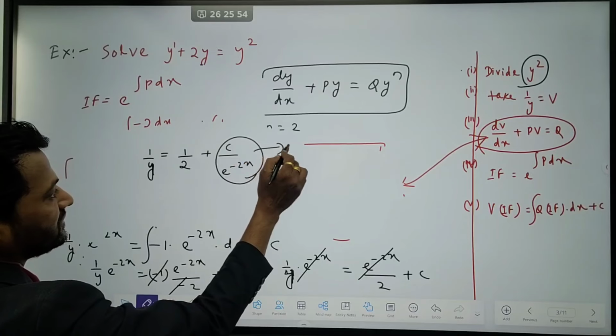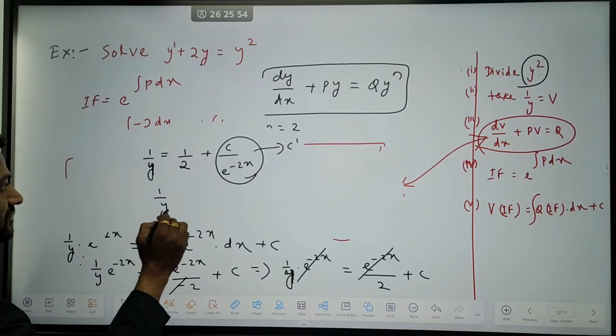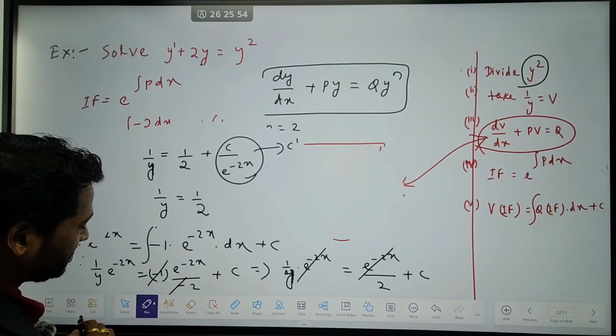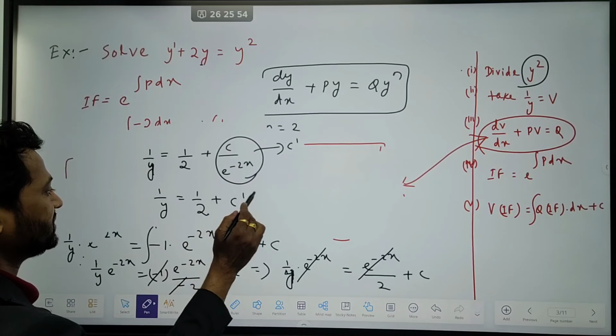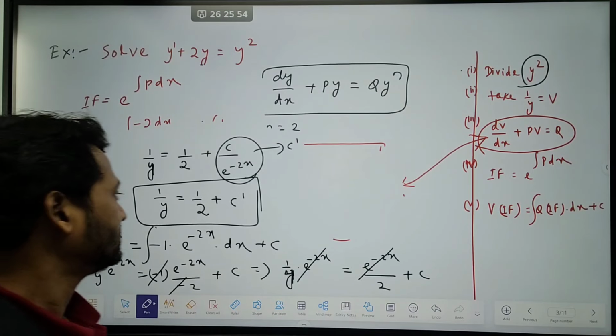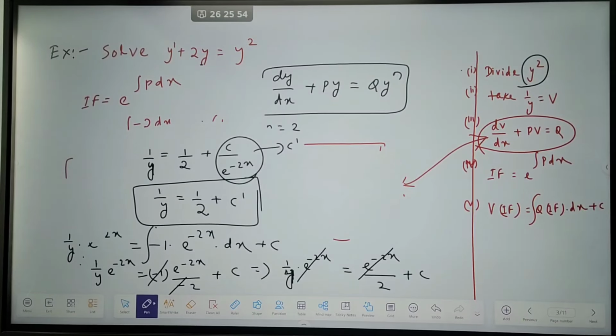So you take that part as another arbitrary constant which is c dash, so 1 by y is equal to 1 by 2 plus c dash, ये हो गया आपका जनरल सॉल्यूशन ऑफ द डिफरेंशियल इक्वेशन. ठीक है, क्लियर, इसको पहले नोट कर लो.